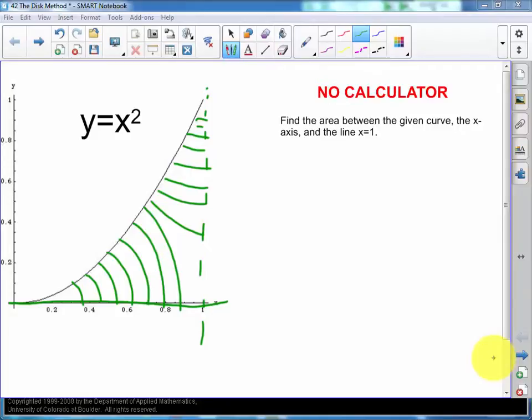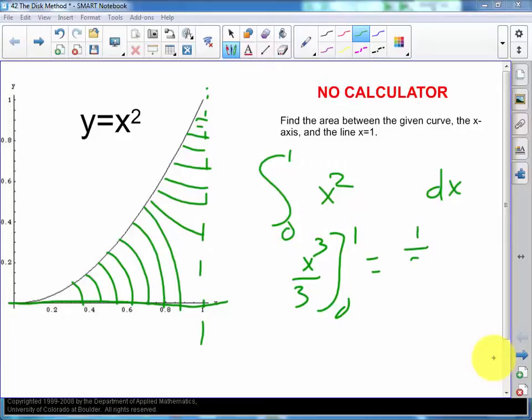So how do we do this? We're going to integrate. Is it dx or dy? Dx. Okay. What are our limits of integration? 0 to 1. And what are we integrating? X squared. Now, we normally have a bottom to it, but in this case we don't have to, because the bottom is just 0. So we're integrating x squared, and we get x cubed over 3, evaluated at 0 and 1, which comes out to be 1/3. So that's the area there.